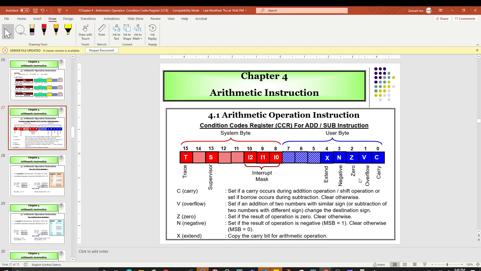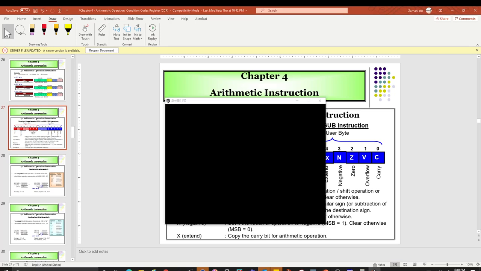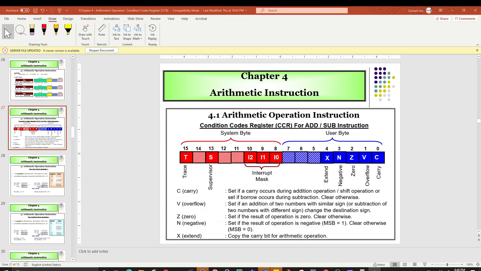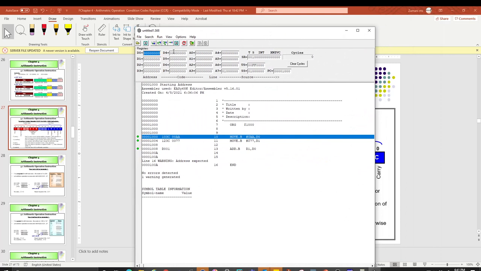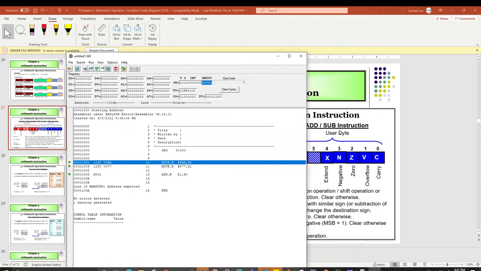Before we proceed with the lecture, let's go back to your Easy68K. Where is the CCR status register located? You can see here, this is your data register, this is your address register, this is your stack pointer, this is your program counter, and this is where your status register is. Remember that I don't want to teach everything. I'm going to teach only 5 bits, which belong to this part: 0, 1, 2, 3, 4. The rest I don't care about.